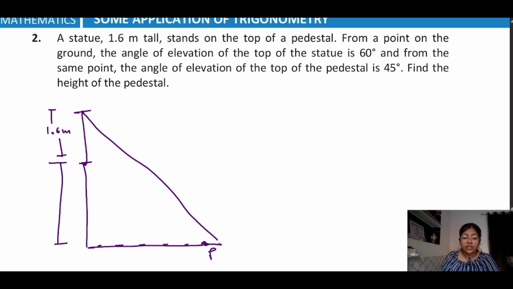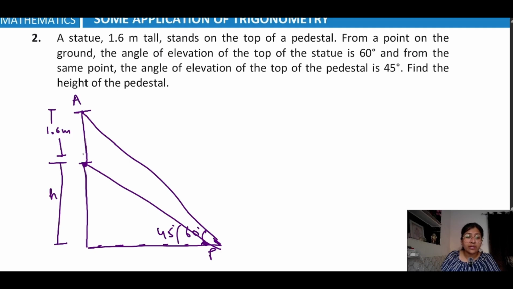The angle of elevation is 60 degree, and from the same point the angle of elevation of the top of the pedestal, this is the top of the pedestal, is 45 degree, given in the question. Find the height of the pedestal. We need to find this height h.